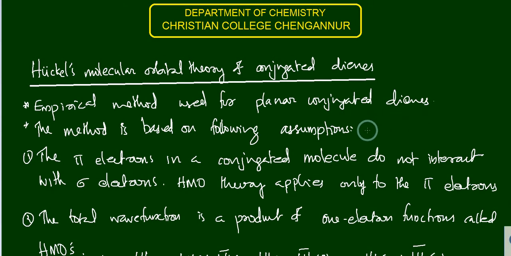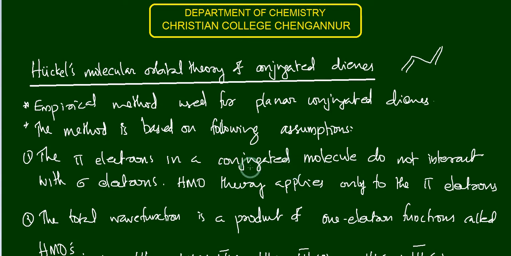So today we are going to learn an important topic, that is Hückel's molecular orbital theory of conjugated ions. Do you know what conjugated ions are? In conjugated ions, you can see the double bonds separated by single bonds like this. So these are conjugated ions, and Hückel molecular orbital theory describes the bonding of these conjugated ions.